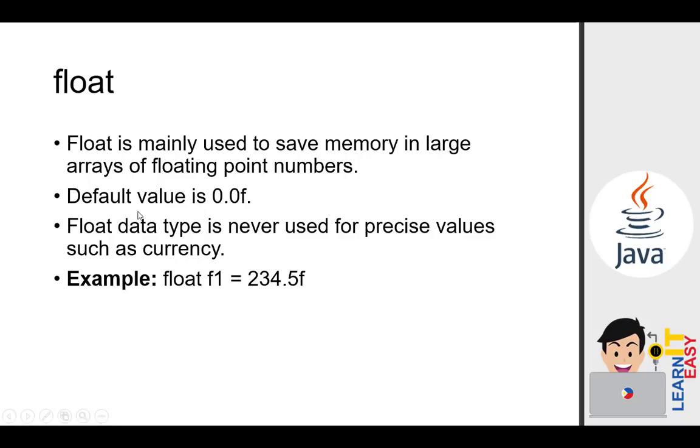Ang example declaration niya is float, that's the data type, space, the identifier, which is the variable name f1, is equals to 234.5f. Do not forget yung f do sa dulo. As you can see, kagaya ng long, kailangan mo ding mag-indicate ng format which is yung f dun sa dulo ng floating point number para hindi siya mag-error. Kasi kapag nakalimutan mo yung f, mag-error yan eh.